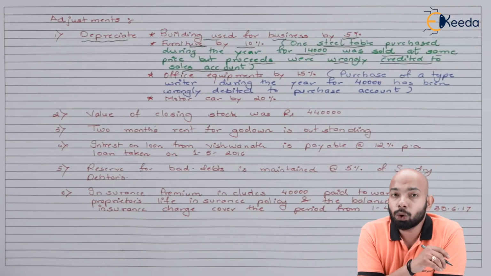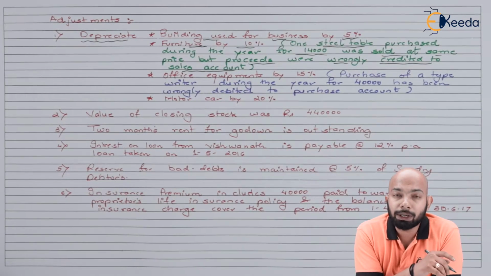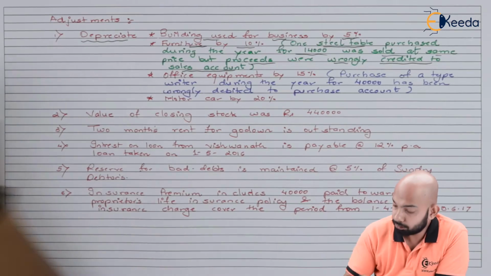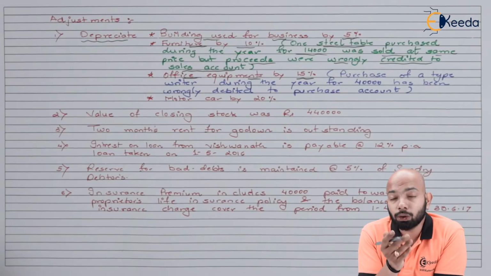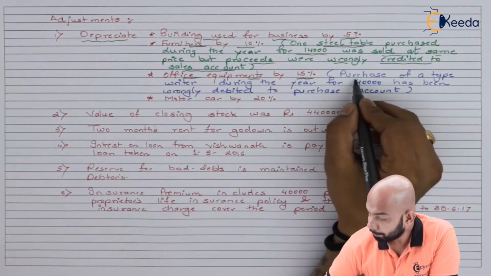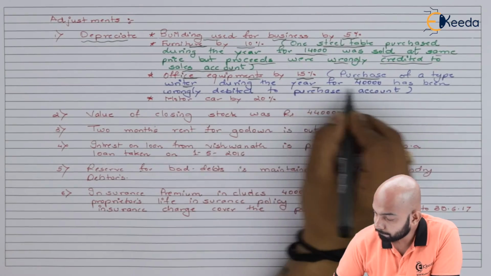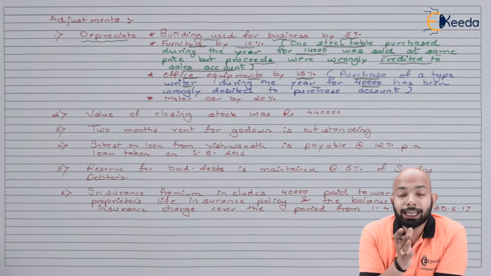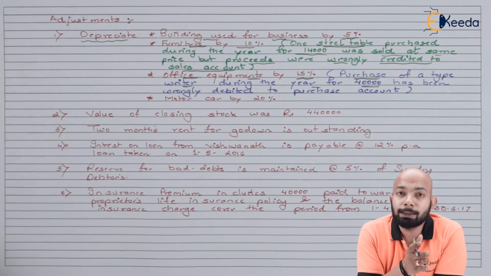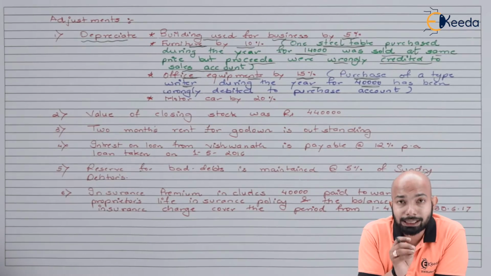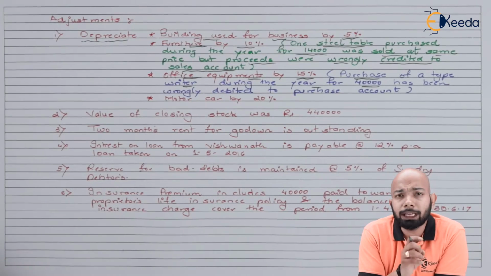Now, the next part is office equipments, which is supposed to be depreciated by 15%. There's also another note attached to it. That purchased a typewriter for 40,000. However, the amount was debited to purchase account here. This is a certain note that they've provided us. We have to make those changes as well.